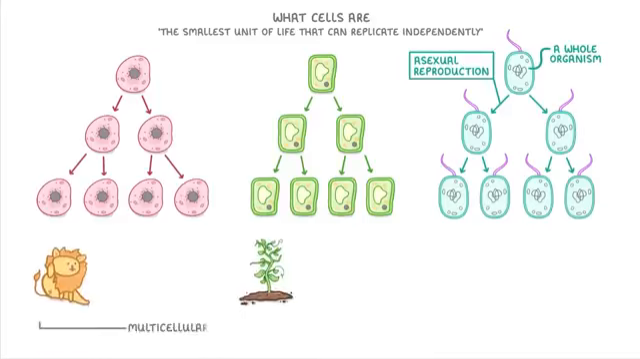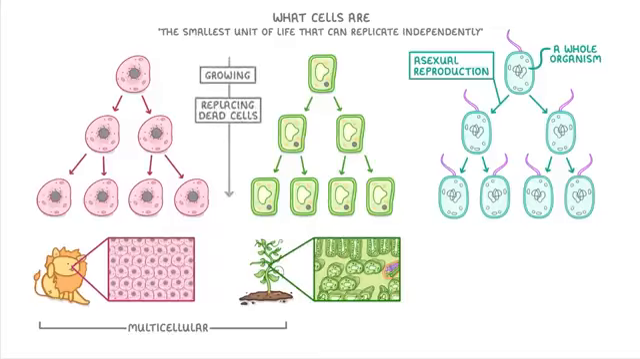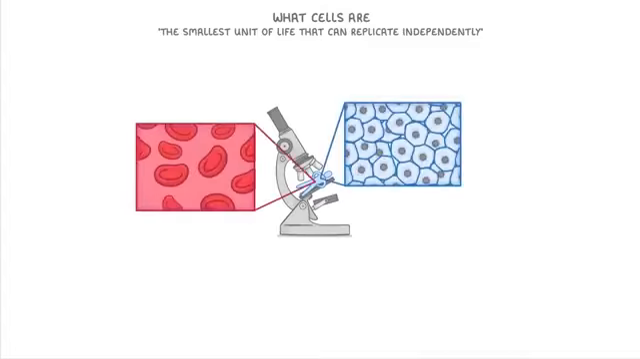Animals and plants though are multicellular, which means that they contain loads of cells. And so when their cells divide like this, they're normally just growing or replacing dead cells. They're not normally making whole new organisms. To see what I mean, imagine we took a human and looked at him closely under a microscope. We'd see that he's made up of cells. So the skin contains skin cells, the blood contains blood cells, and so on. In total, we contain hundreds of different types of cells, and it's thought that an adult contains over 40 trillion cells altogether.